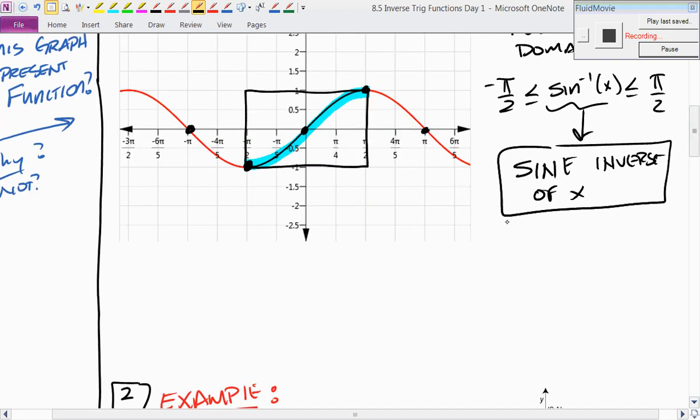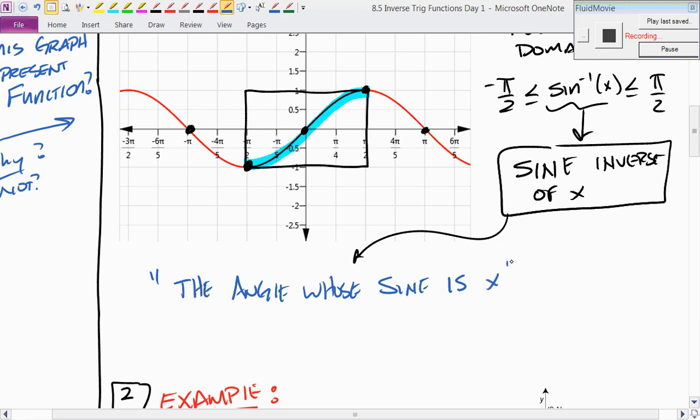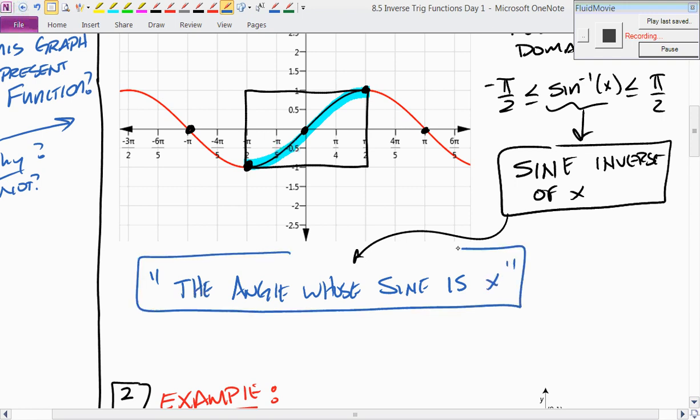Now let's talk about what it means. Whenever you see this, this is what your brain thinks. It says: the angle whose sine, or cosine or tangent, whichever one we're dealing with, is x. This part right here is going to get you through the entire section, understanding what the sine inverse of x is. So your brain says it's the angle whose sine is whatever it is that we're looking for.